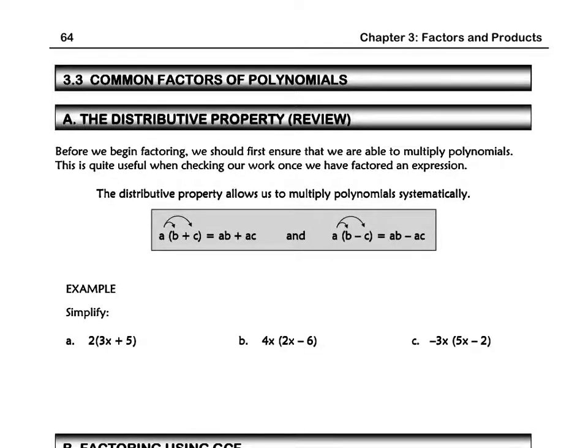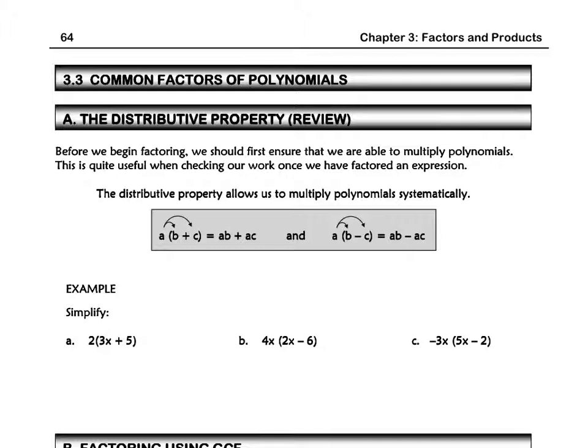Okay, so our next unit is going to be finishing off the chapter 3 that we started at the beginning of last unit. So we have already done sections 3.1 and 3.2, and then we went on to chapter 4. So now we're back doing the remaining sections in chapter 3. And chapter 3, if you recall, was titled Factors and Products.